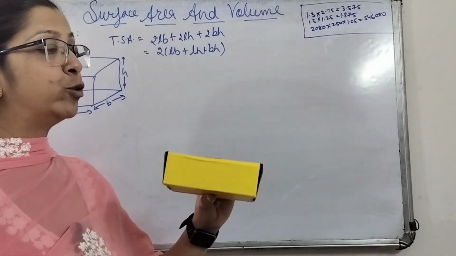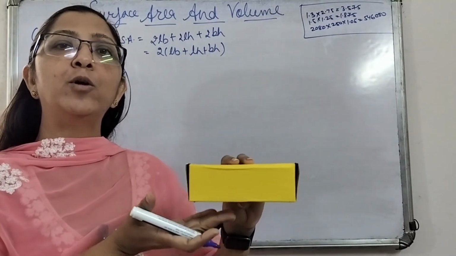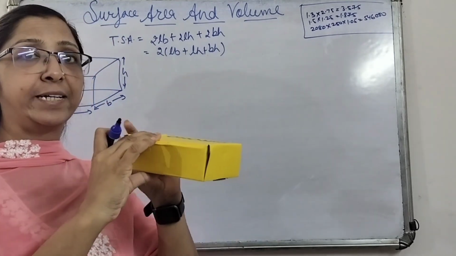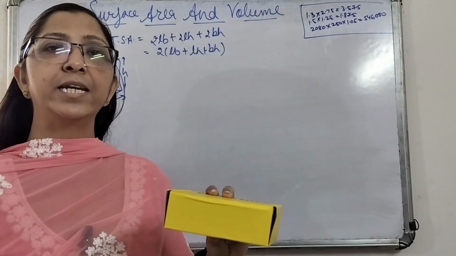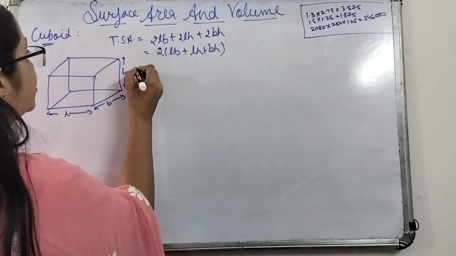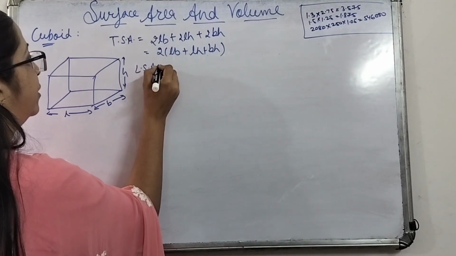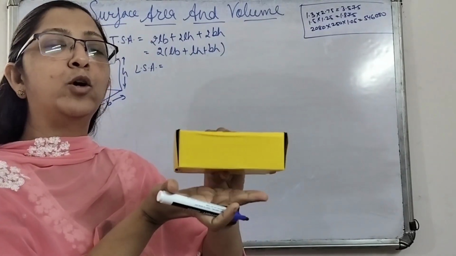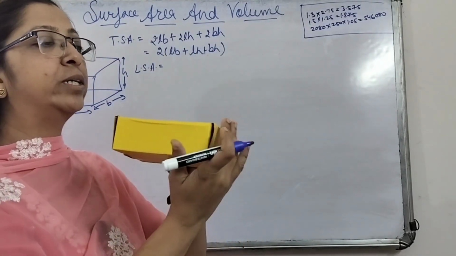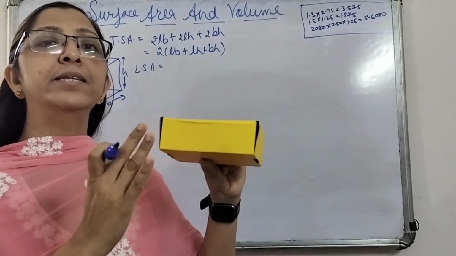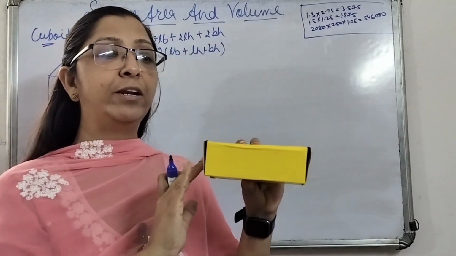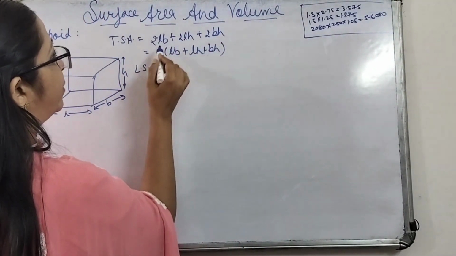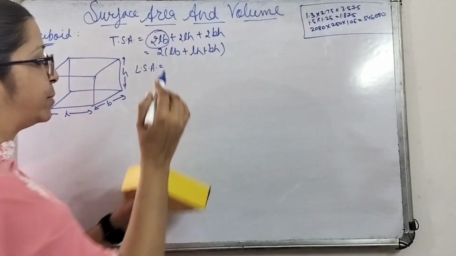But whenever we have to ignore the topmost and the bottommost surfaces, and we have to consider only the 4 sides, in that case the surface area is known as the lateral surface area. We are just removing the topmost and the bottommost surfaces, and we are only taking these 4 surfaces. Then the area we get will be of the 4 faces, and we won't be taking the 2 into L into B. This part we are not taking.